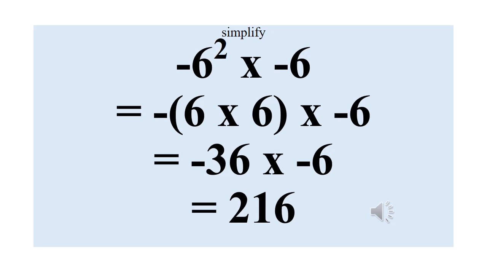So what we then have is 6 times 6 will give us 36, then the minus sign, that's minus 36, now times minus 6. Minus times minus will give us plus. Then 36 times 6 will give us 216, which means we now have positive 216 as our final answer. No more negative there, everything is now positive. 216 final answer.